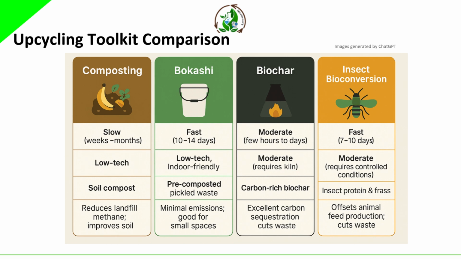Biochar locks carbon for centuries but requires a kiln and high heat. Insects can reduce waste volume quickly and produce feed, but you have to manage live organisms. This comparison helps us see that there isn't one perfect solution. The best choice depends on your context, your goals, and the resources available.